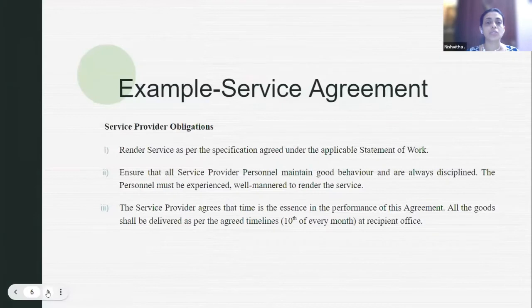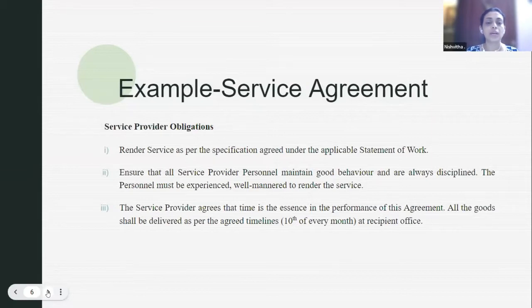Next slide. So this is just a sample. In the first one, I've used the word agreed. Here, render service provider obligations, always give a title or a heading, subheading. Render service as per the specification agreed under the applicable SOW. In the second one, I've used the word must: discipline shall maintain and the staff must be experienced. In the third circumstance, I've used the word shall.